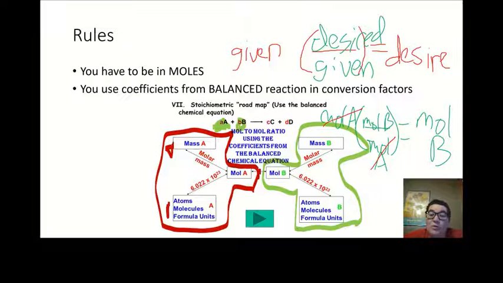So if I put moles of B over moles of A, or in other words, little b over little a, that allows me to switch from molecule A to molecule B. So this is great in concept. Let's go ahead and try.